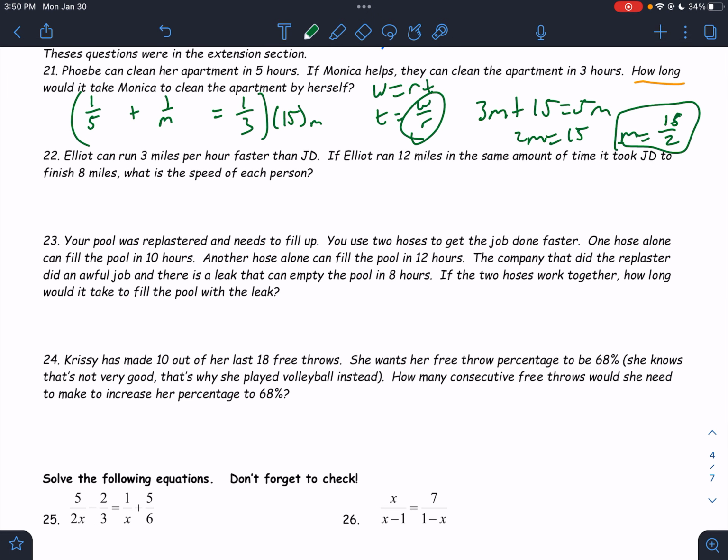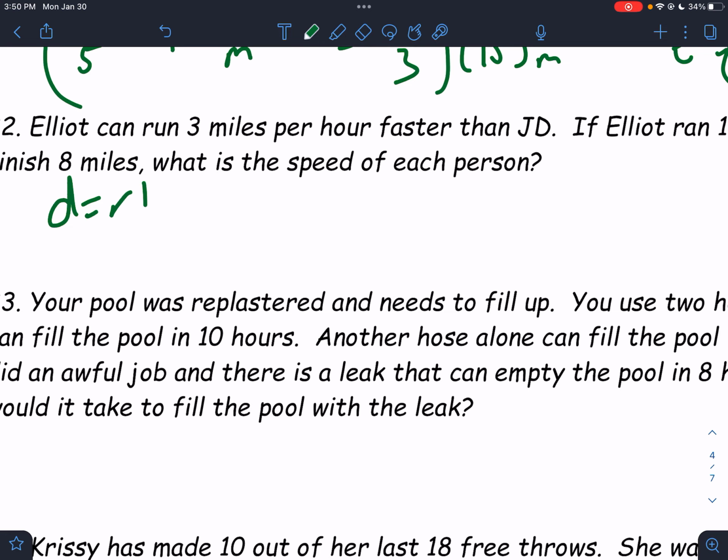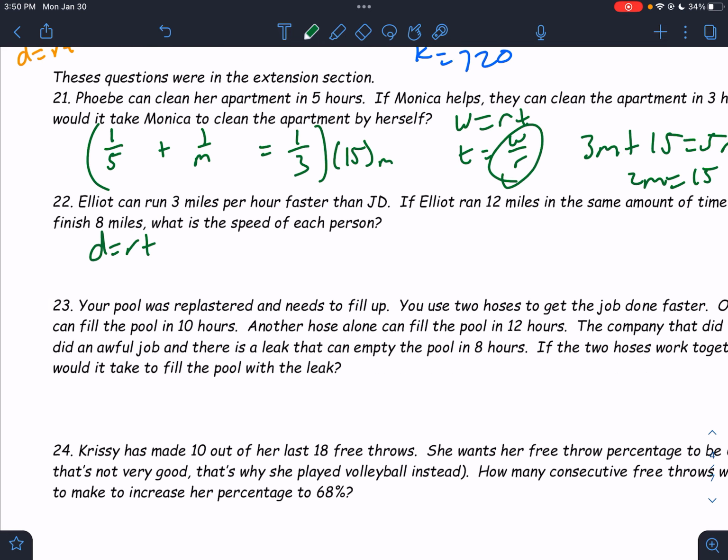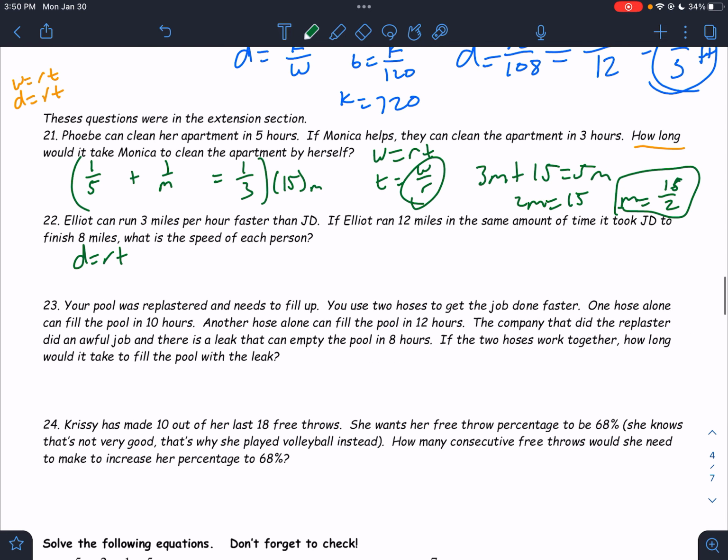Elliot can run 3 miles per hour faster than JD. If Elliot ran 12 miles in the same amount of time it took JD to finish 8 miles, what is the speed of each person? Okay, let's do a better job. Distance equals rate times time. The rate would equal distance divided by time.